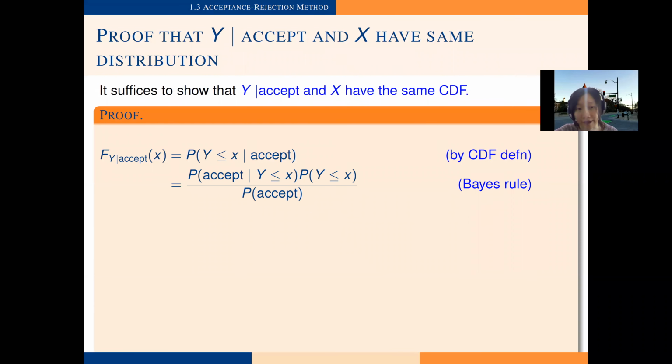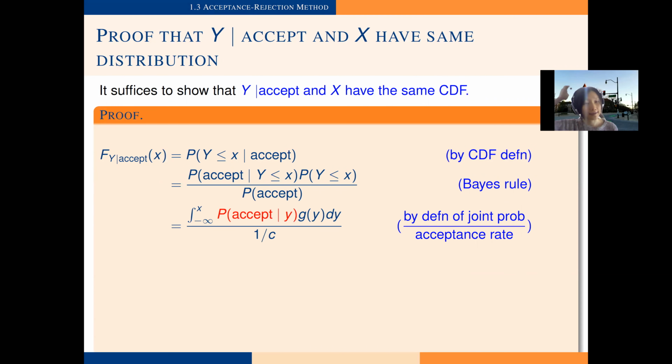Now let's look at the numerator. The numerator is a joint probability of two random variables: one random variable y and one random variable that's an indicator of whether we accept or reject. So by the definition of joint probabilities, the numerator is equal to the integral from negative infinity to x, because we want y to be less than or equal to x, of p accept given a constant y times g of y, the density of y, dy. And let's take a look at the denominator, and that should look familiar to you. We know that the marginal probability of acceptance is equal to 1 over c. So we can replace the denominator using 1 over c.